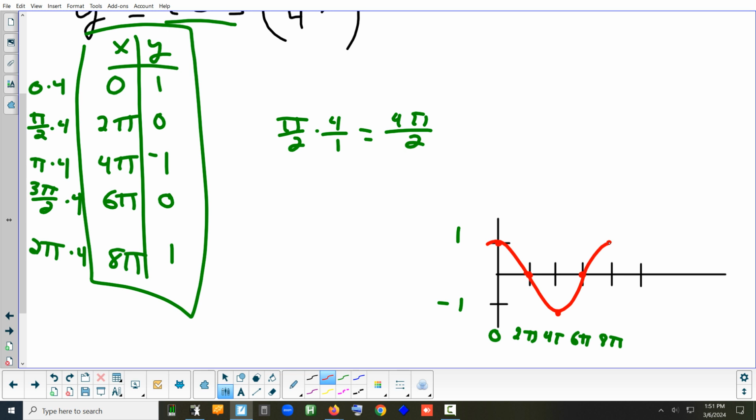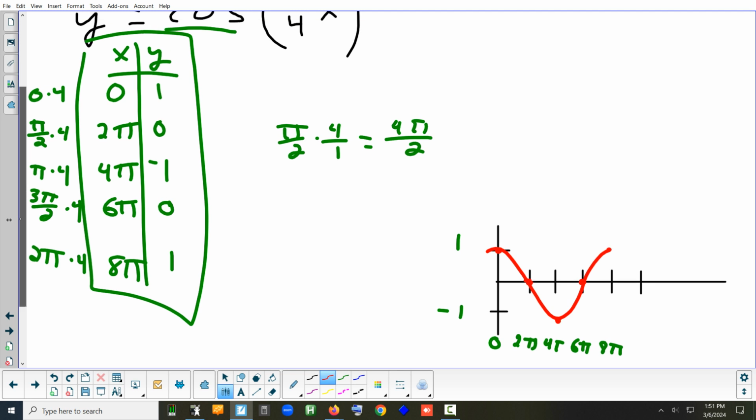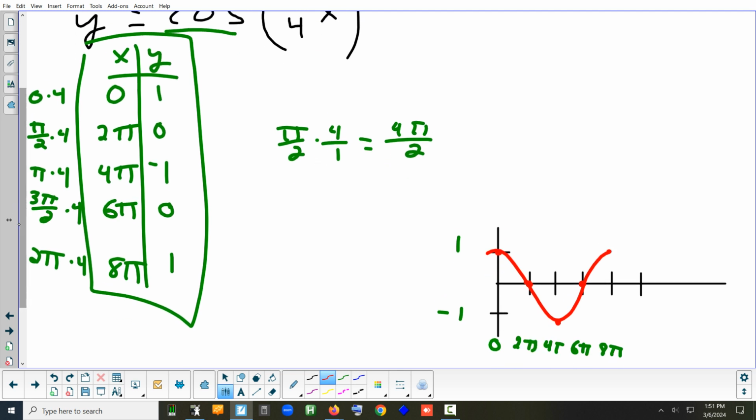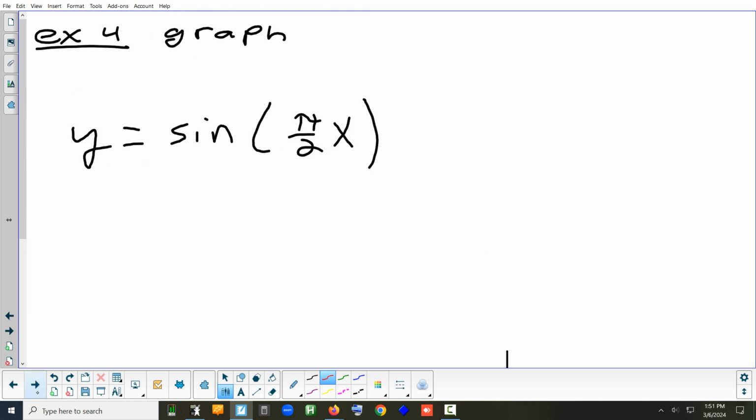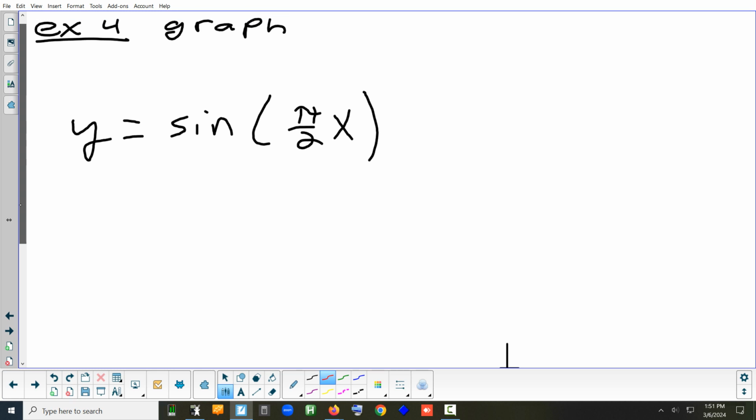And that's your sketch. Okay, it doesn't look any different, but look at the axis. That's been scaled to be a lot bigger numbers. Okay, any question on that one? All right, so let's try this one. Sine of pi over 2x.